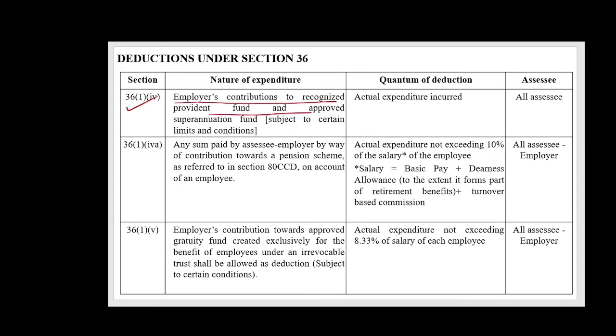Then deduction under section 36, subsection 1, clause (iv) is in relation to employer's contribution to recognized provident fund and approved superannuation fund. The quantum of deduction is actual expenditure incurred and it is available to all assessees.